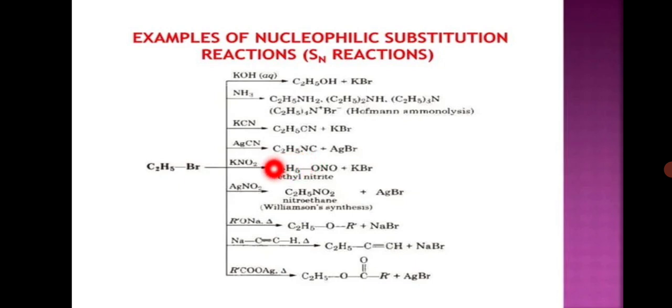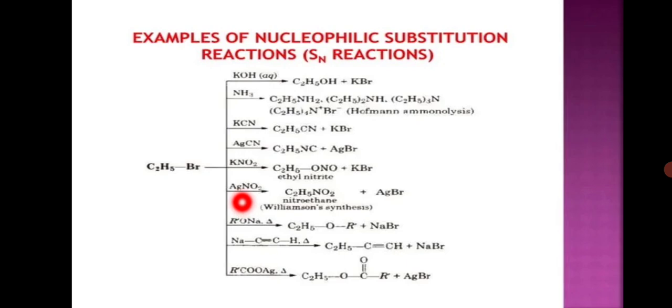And the next reagent is potassium nitrite, KNO2. It produces the NO2 nucleophile, and that Br will be replaced by the NO2. So you will get ethyl nitrite. Okay, so O is the bonding, that is a bridging atom. So ethyl nitrite will be formed. There again, it is ionic in nature. That's the explanation we give.